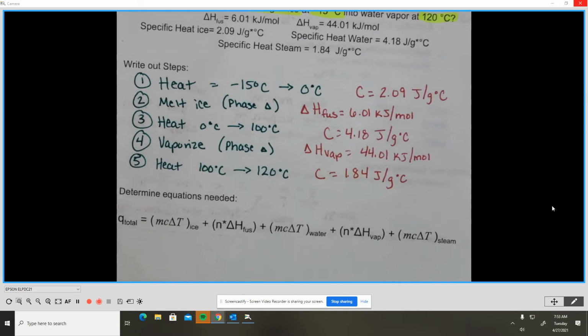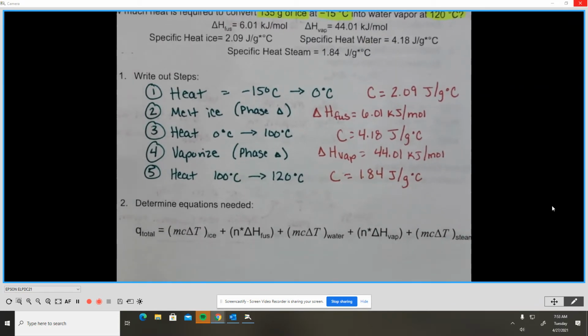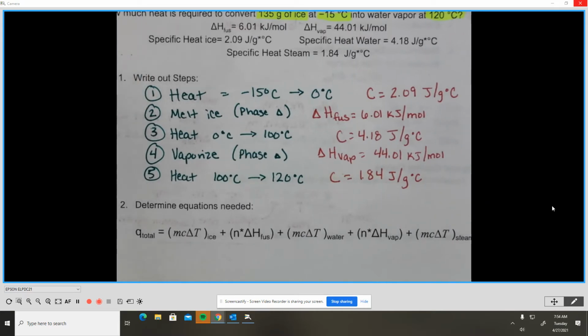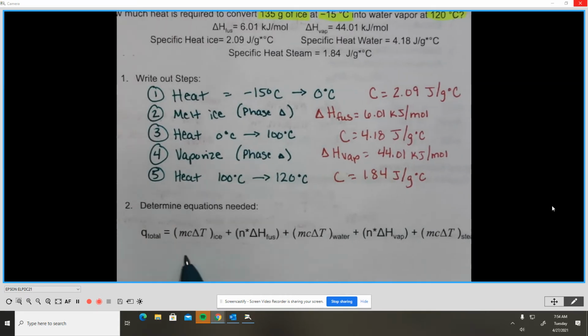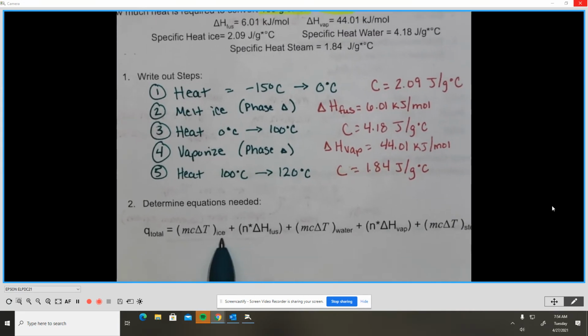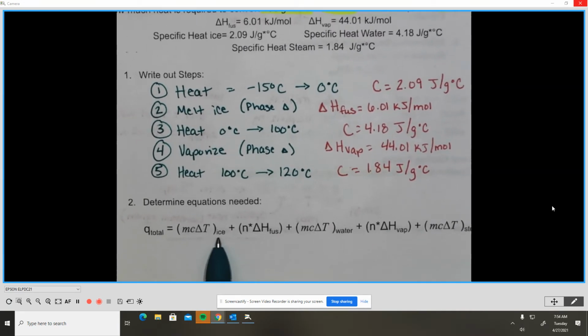Step number 2 is determine the equations that you need. So you're going to look at each one of these steps and you're going to input an equation for them. Remember, if we're heating, we're working with Q equals mc delta T. If we're working with a phase change, we're working with our enthalpy equation. So our first step, we have Q equals mc delta T, and this is when we are in the ice, so when we're heating our ice.